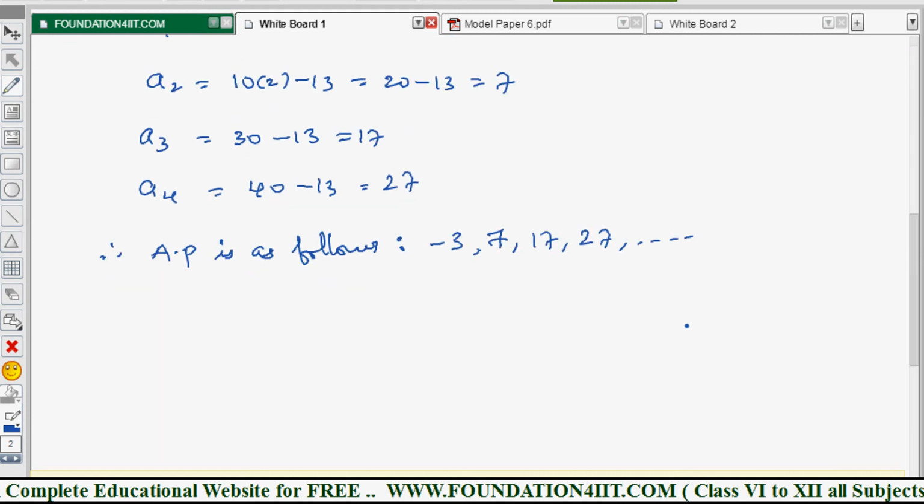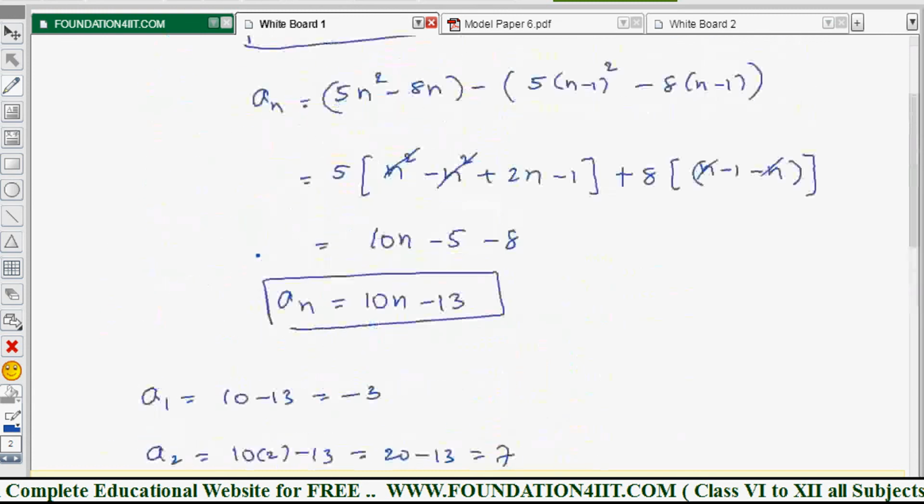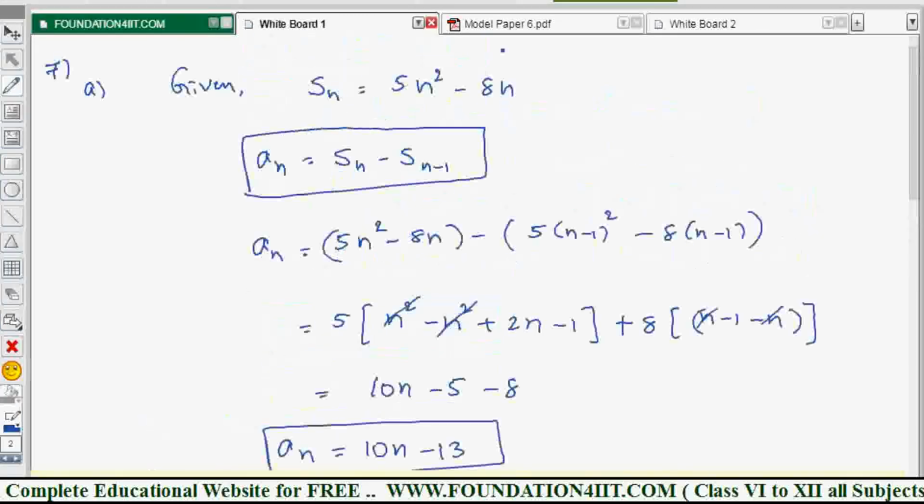Now they asked in the question to find the 10th term. So a10 is equal to a plus 9d, right? So a is minus 3 plus 9 into the common difference, which is 10. The difference between two consecutive terms is 10. So minus 3 plus 90, that is 87. That is a10. So the 10th term is 87. So we can make it like this and see the next question.